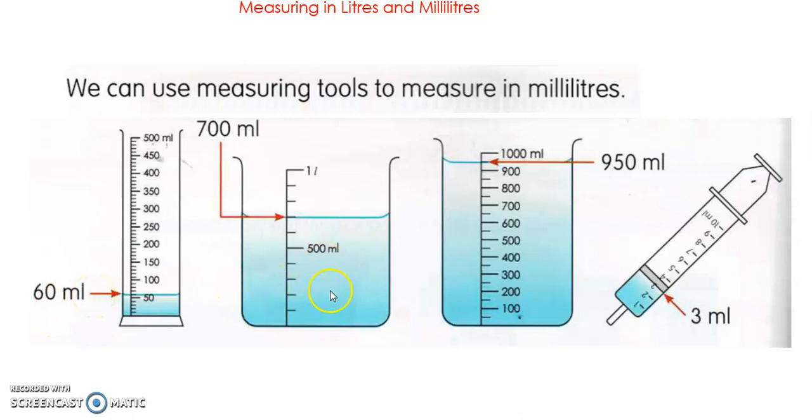Here in the second one we have a bigger beaker, right? It's actually from 0 to 1 liter. So 1 liter consists of 1000 milliliters. So half of 1 liter is 500 milliliters. So here in this beaker, the water inside is 700 milliliters or 700 ml, because the scale indicates this point, because here we have 500, here we have 600, here we have 700 ml.